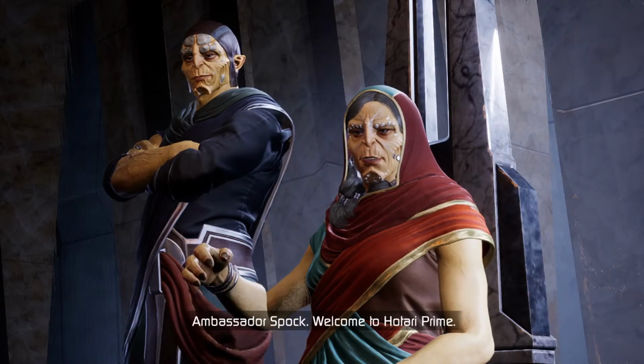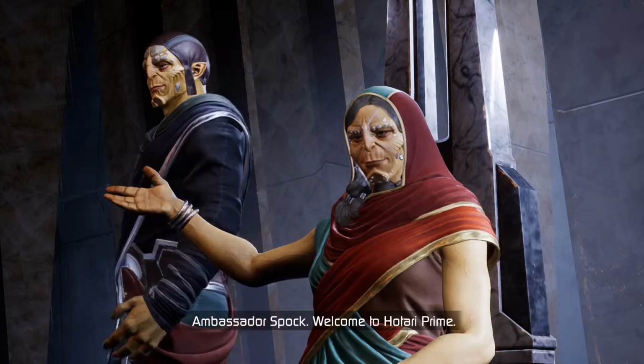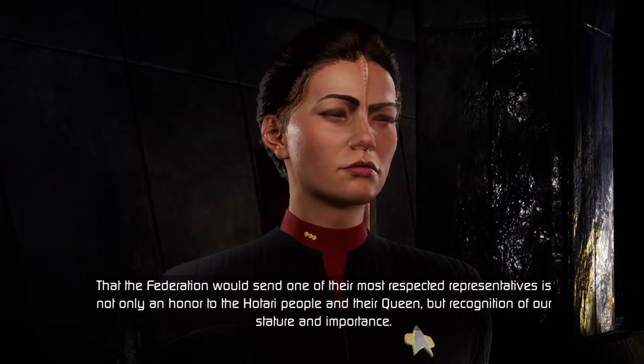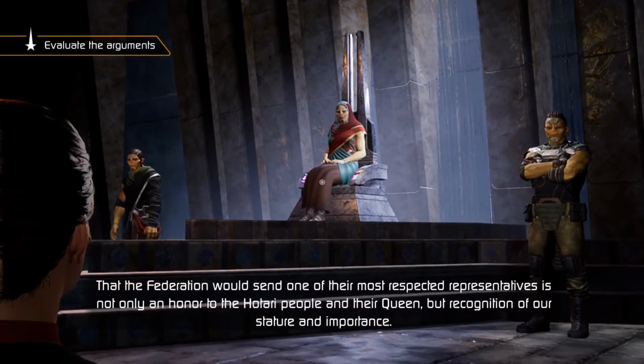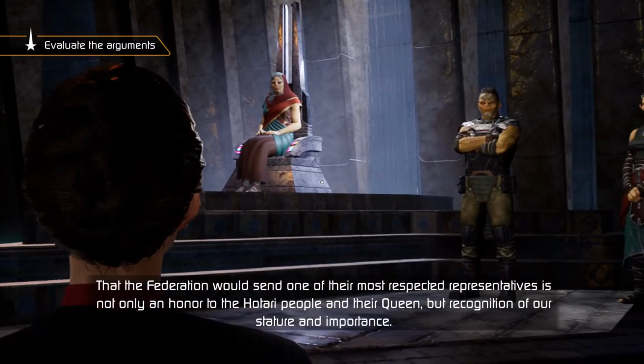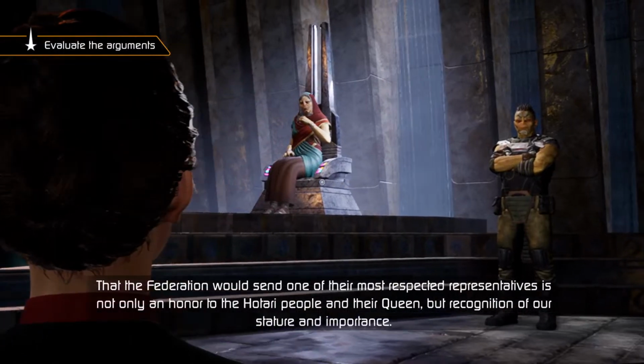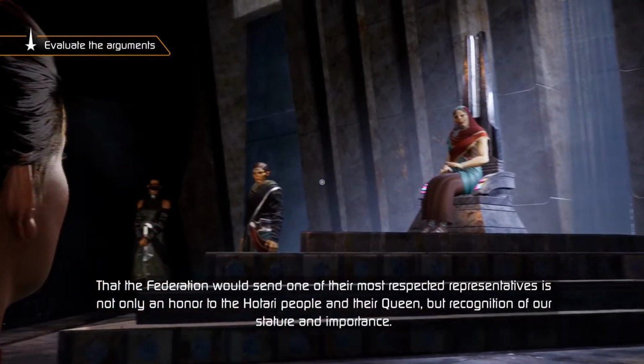Ambassador Spock, welcome to Hotari Prime. The honor is mine, Your Majesty. That the Federation would send one of their most respected representatives is not only an honor to the Hotari people and their queen, but a recognition of our stature and importance.